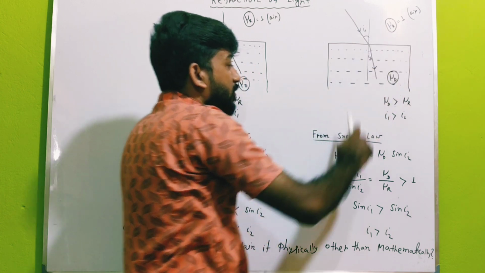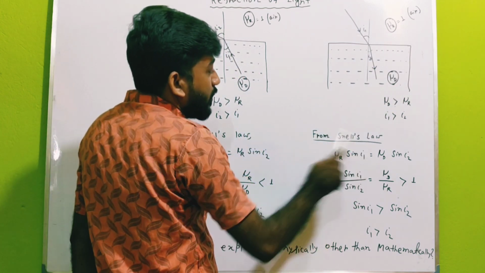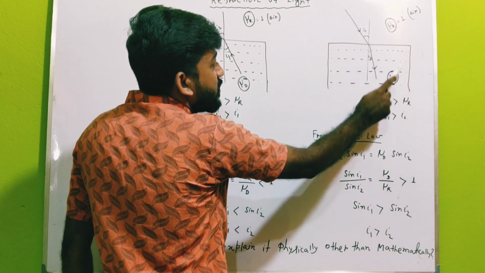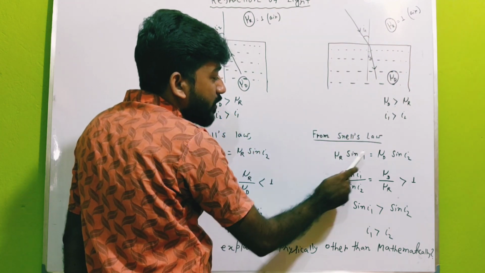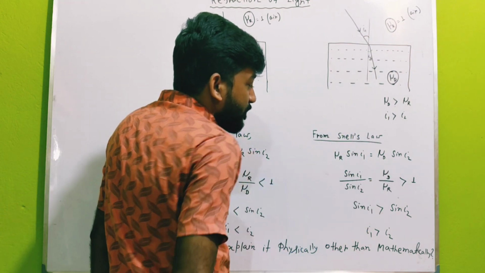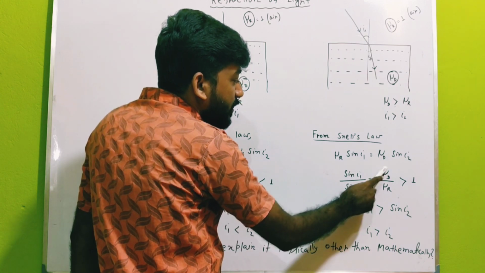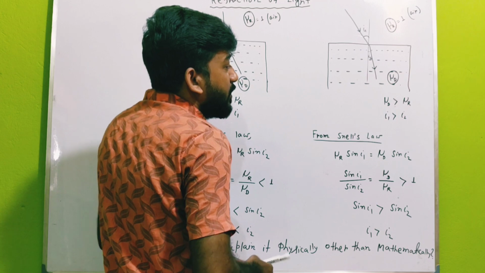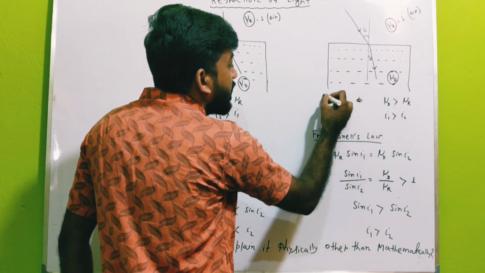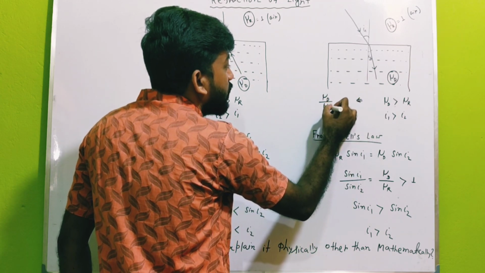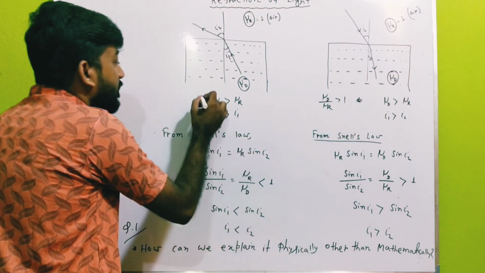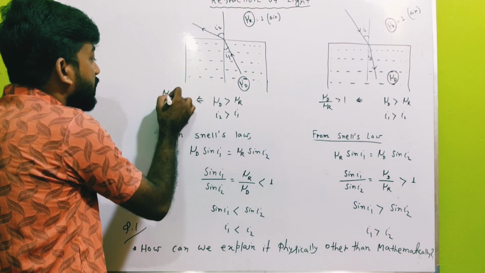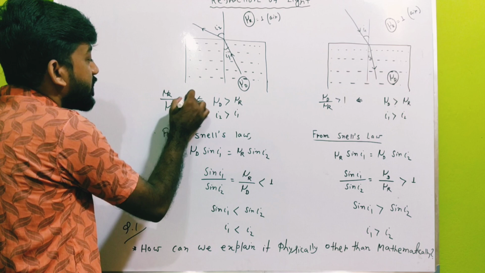Now, if we use Snell's law, what will it be? Mu r into sin I1 is equal to mu d into sin I2. So sin I1 by sin I2 will be mu d divided by mu r, which will be greater than 1 because mu d is greater than mu r. Similarly, here we will use mu r divided by mu d, which is less than 1.